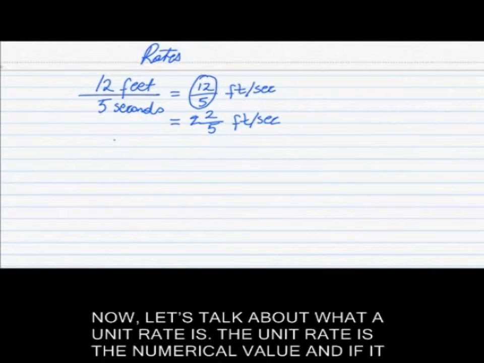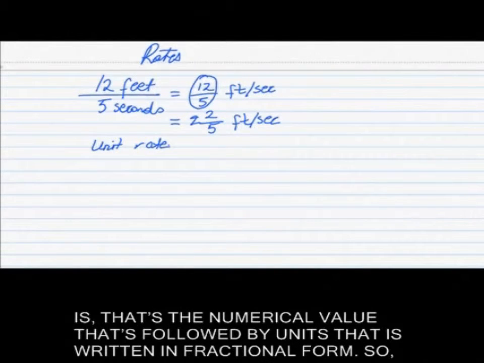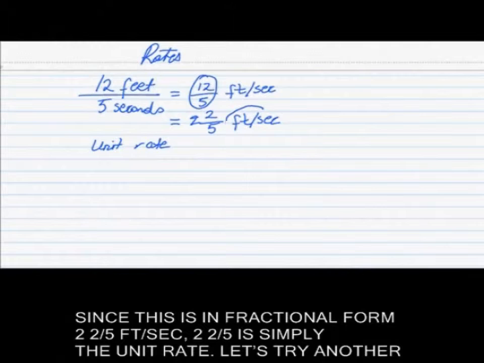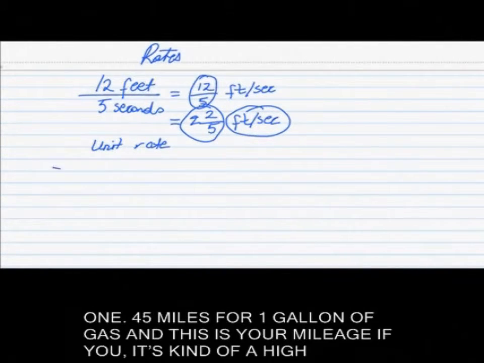Now, let's talk about what a unit rate is. The unit rate is the numerical value that's followed by units, written in fractional form. Since this is in fractional form, 2 and 2/5 feet per second, 2 and 2/5 is simply the unit rate. Let's try another one.